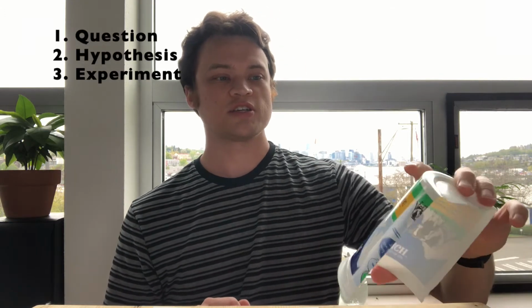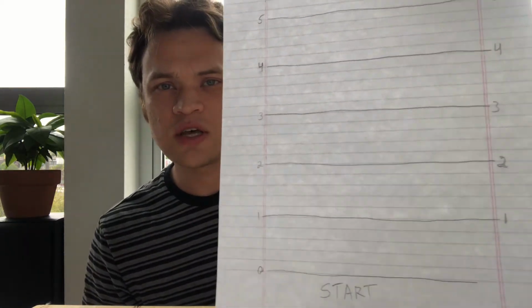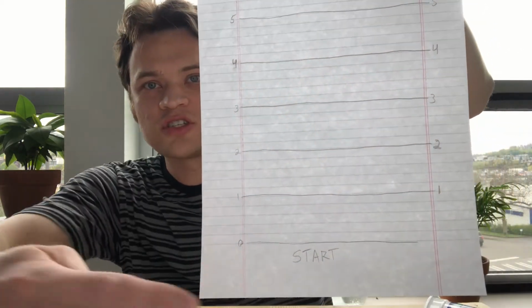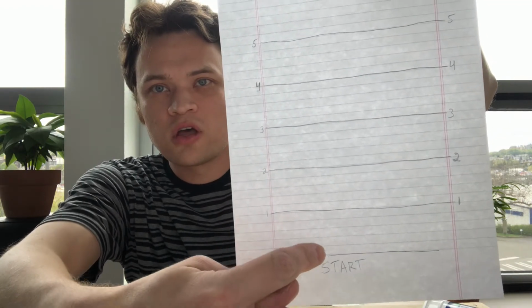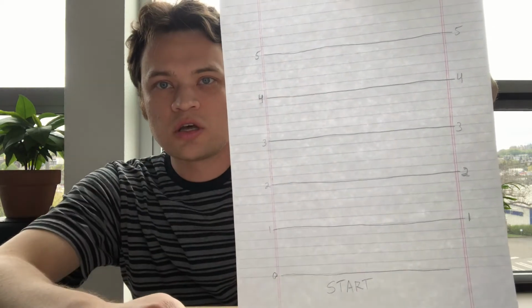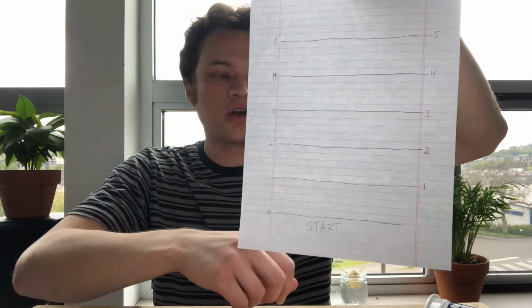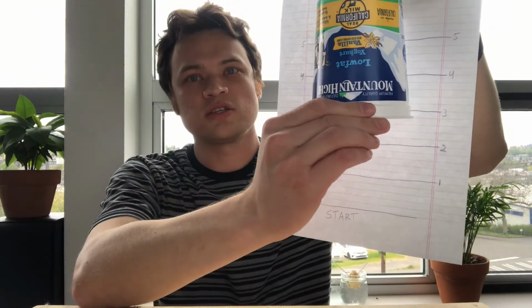This is step 3, experiment. So to conduct this experiment, this is at least what I did, you can do some variation of this. You're going to put something like this on your paper. So I have start down here at the bottom, and I have different lines for how far away from start they are. So how this is going to go, we're going to lay this on the table on a flat surface, and then we're going to put this at start, and then we're going to basically shoot it with a rubber band and see how far it goes.